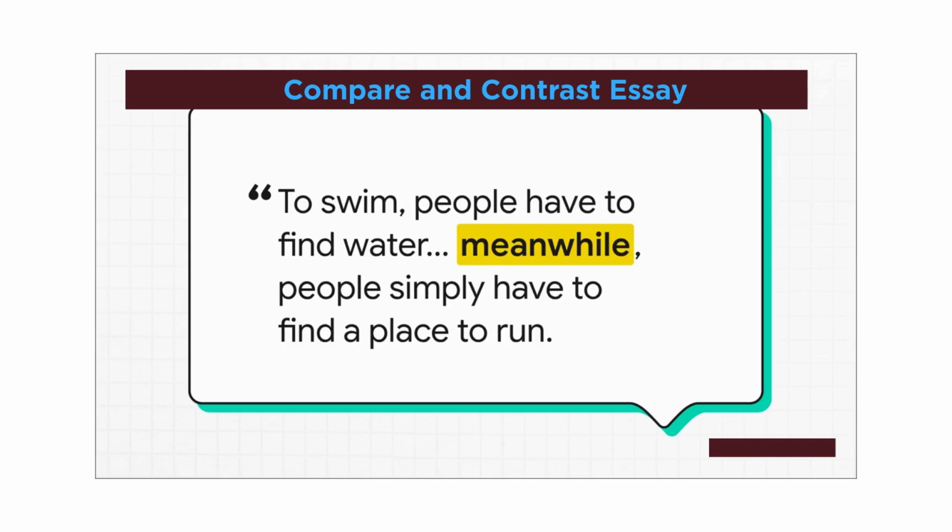And here's the meat of the paragraph. Notice what's happening here. It's not just, here's a fact about swimming, period. Then, here's a fact about running. It's actually weaving them together. It talks about the hassle of finding a pool for swimming, and then immediately pivots to contrast that with how easy it is to just find a place to run.